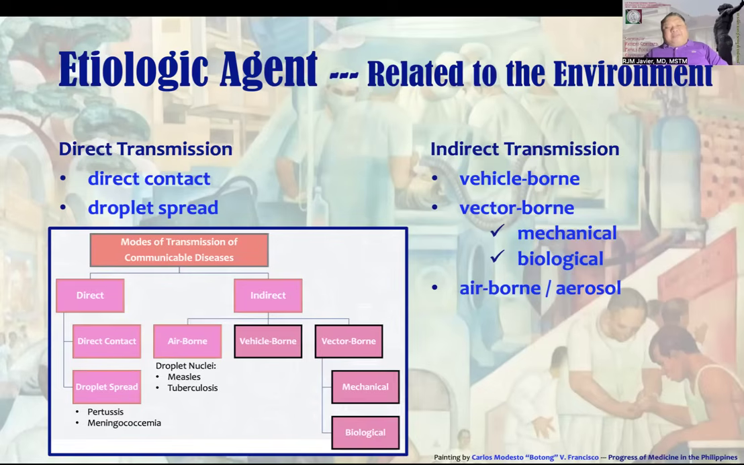So that's the difference between your airborne droplet nuclei versus your direct droplet spread. It differs by the size of the particles and the ability to remain suspended in the air.